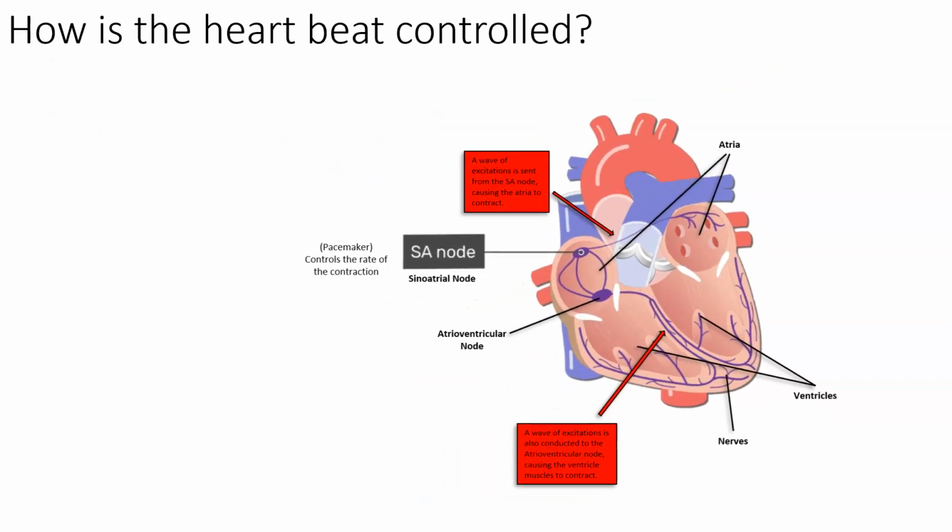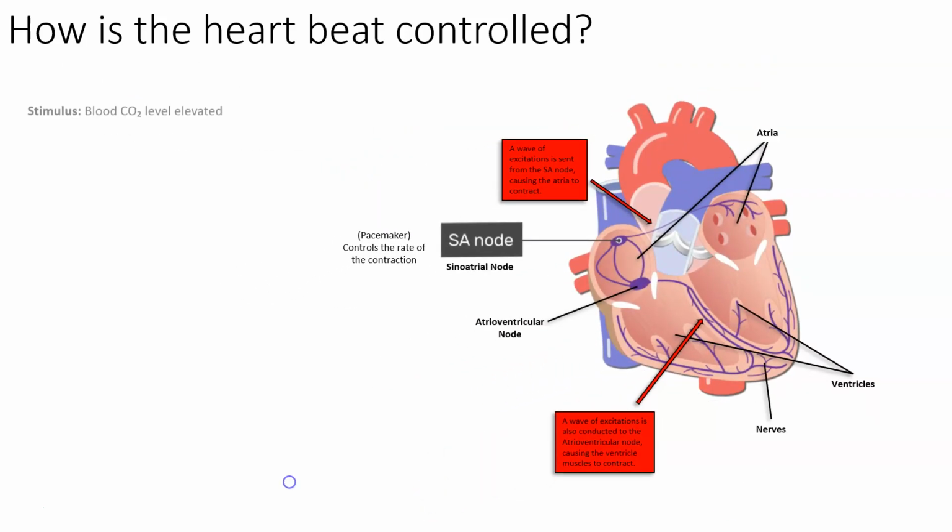Okay, so let's dive in a little farther. What are some of the stimuli? I talked right at the beginning, on the thumbnail or the beginning slide, about the fact that there are external stimuli that can affect the rate at which the heart is beating. And one of those stimuli is when blood CO2 levels are elevated.